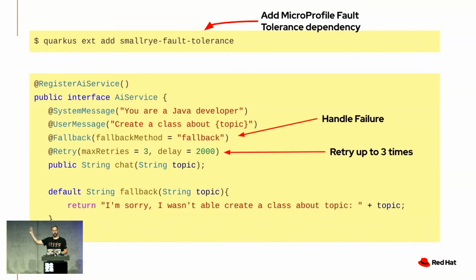And then you can set your annotations. You can set @fallback to a fallback method. And so if the call keeps failing, then you can set, at the bottom there, you can see a message, "I'm sorry, I wasn't able to create a class about topic," which was what I asked the model to do.